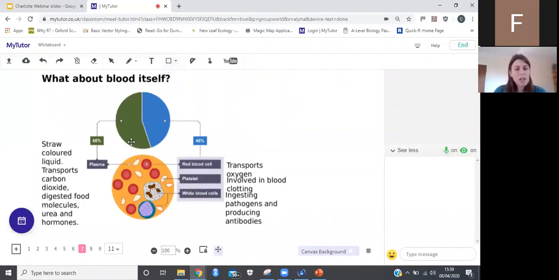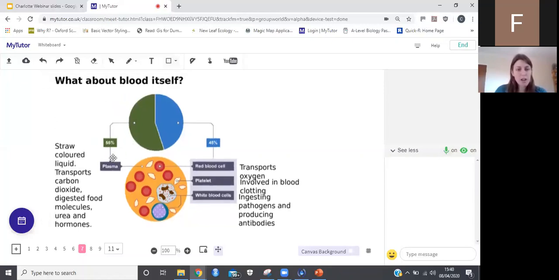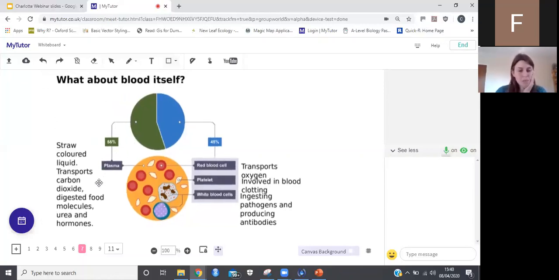So 55% of it, you can see on this pie chart here, is plasma. Plasma is a straw-coloured liquid, transports carbon dioxide, digested food molecules, urea, and hormones. So plasma is sort of a liquid medium for a lot of the things that we need. It provides an ideal place for molecules like urea or hormones to travel in, and it makes up more than half of the blood.